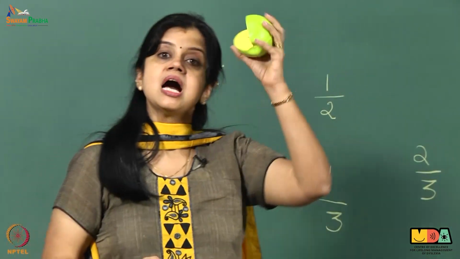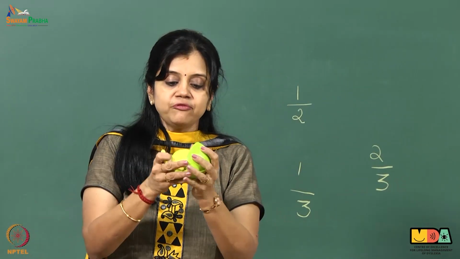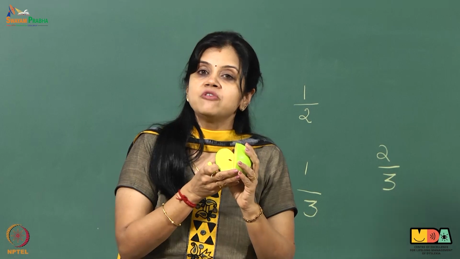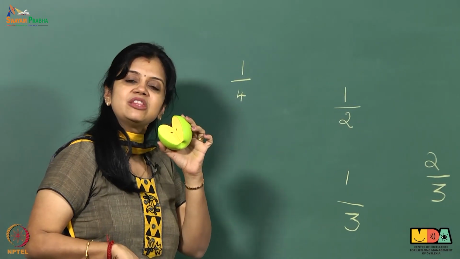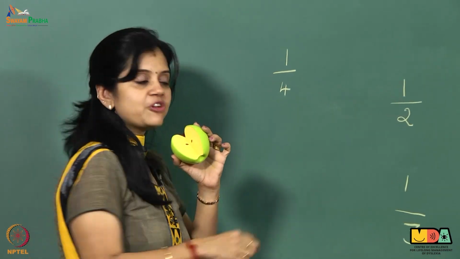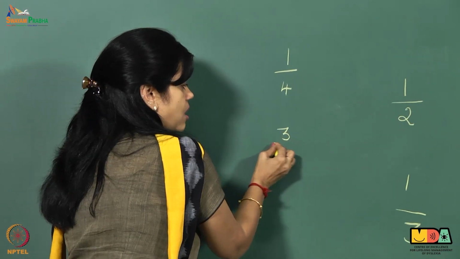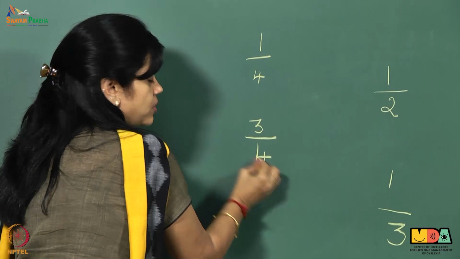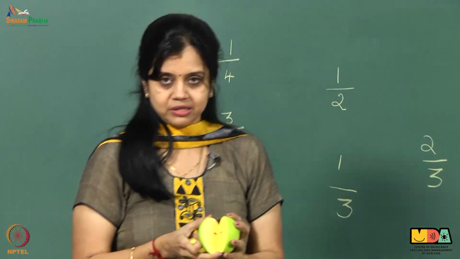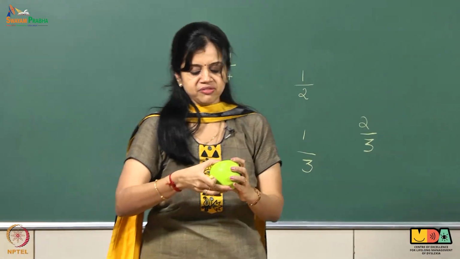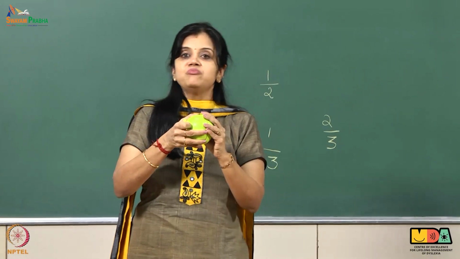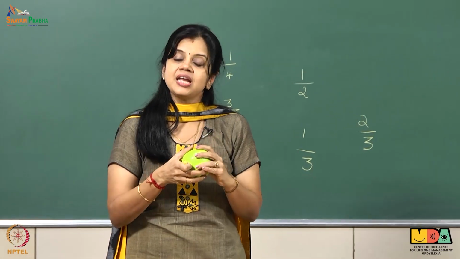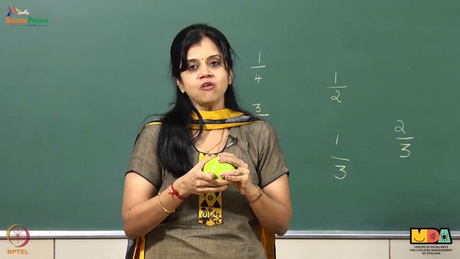And how many are left with me? I have 3 pieces. Out of how many pieces? 4 pieces. So, how do I write it mathematically, or how do I write it as a fraction? 3 out of 4. So, when you use all this, like an apple or certain things, and when you make the child actually make it into equal pieces, the child understands the concept of fractions.